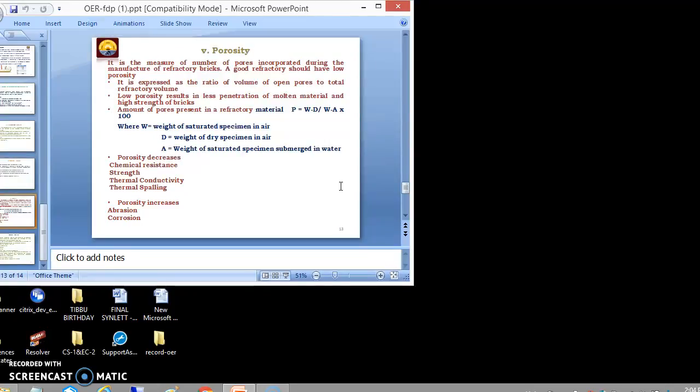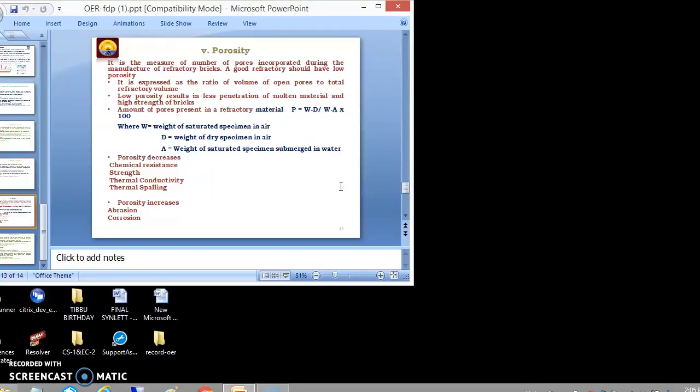The next one is porosity. It is a measure of the number of pores incorporated during the manufacturing of refractory bricks. A good refractory should have low porosity. It is expressed as the ratio of the volume of open pores to the total refractory volume. Low porosity results in less penetration of molten material and a high strength of bricks. The amount of pores present in the refractory material is represented by P = (W - D)/(W - A) x 100, where W is the weight of the saturated specimen in air, D is the weight of the dry specimen in air, A is the weight of the saturated specimen submerged in water.